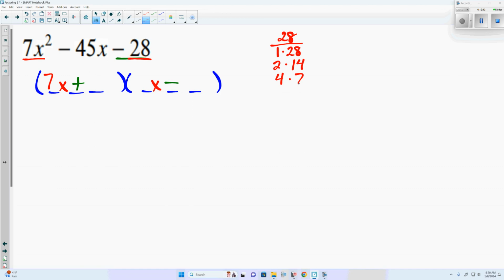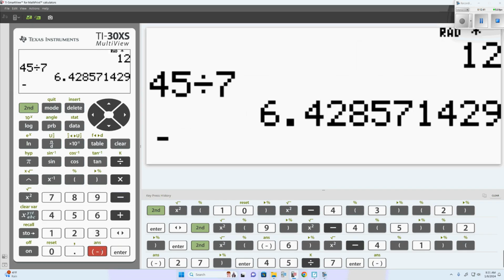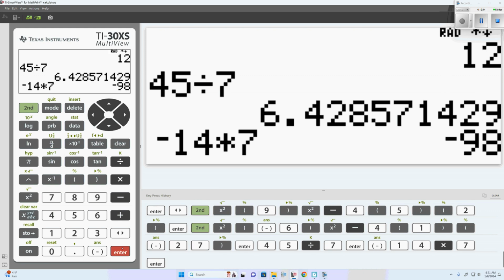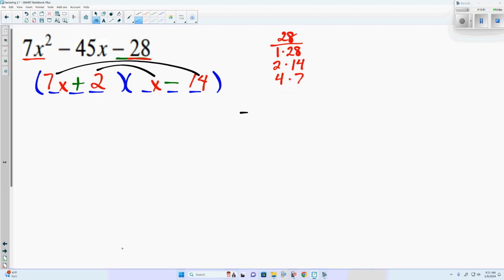Which one do we want to try first? 2 and 14? Okay. Which one do we want to put first? We can do this here. And the last thing we need to do is check this here. So the first one we're doing is 7x times negative 14. Well, we know the number will be negative. And again, as I said earlier, we can do these in a calculator. Negative 14 times 7, I just don't put the x, the variable, in. So negative 14 times 7 is negative 98x. 2 times x is plus 2x, giving us negative 96x.